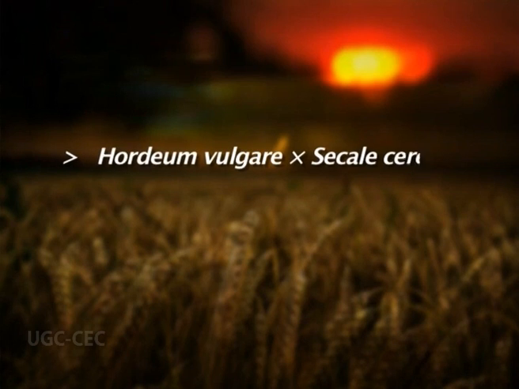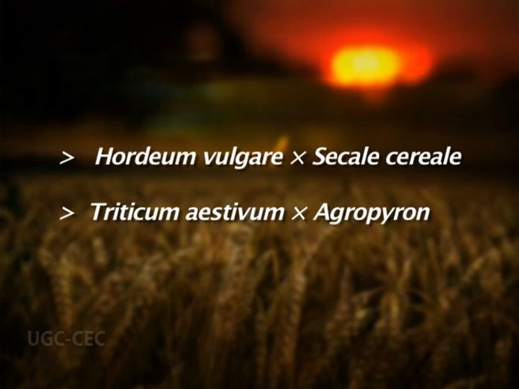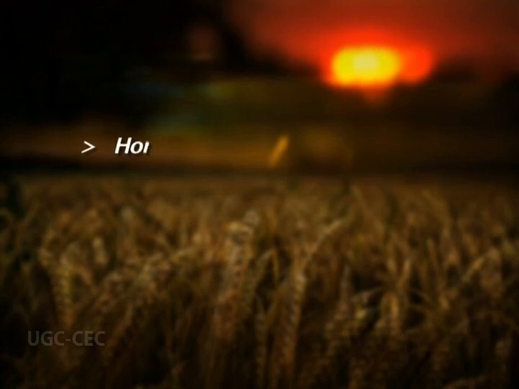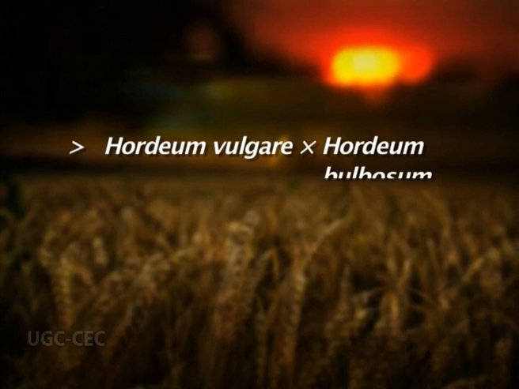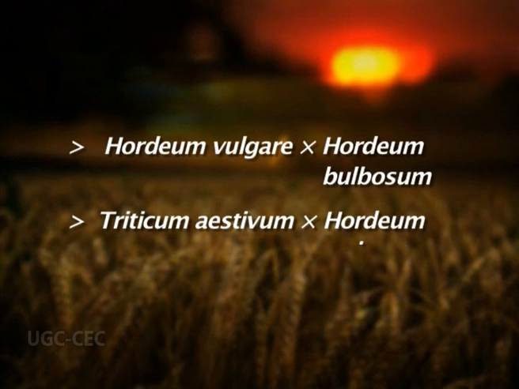Recovery of haploids through embryo rescue has been successfully achieved in several crosses such as Hordeum vulgare into Secale cereale, Triticum aestivum into Agropyron repens, etc. In case of Hordeum vulgare and Hordeum bulbosum crosses and Triticum aestivum and Hordeum vulgare crosses, haploid embryos are produced. Embryo culture is then used to recover the haploid plants from such crosses.